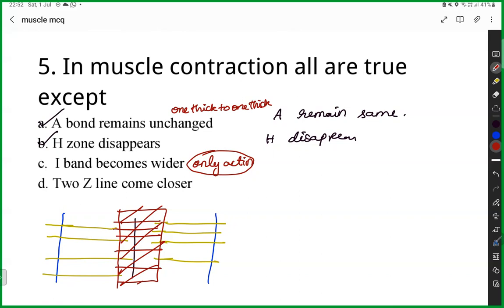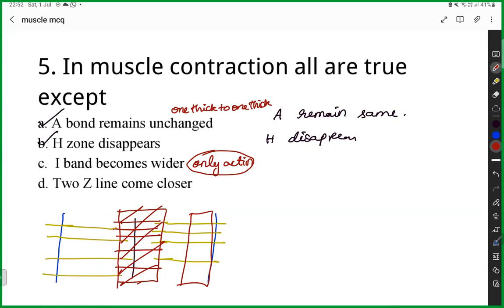Your I band is this area. Now tell me, your I band is the region between the external end of the A band and your Z line. The A band is from one thick filament to the other thick filament. So the I band is the gap between the external end of the A band and the Z line.